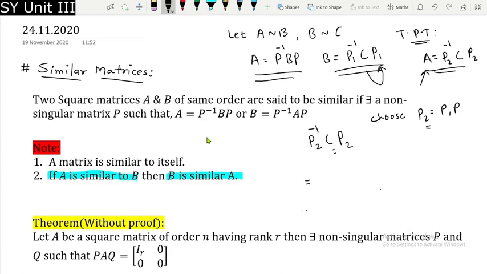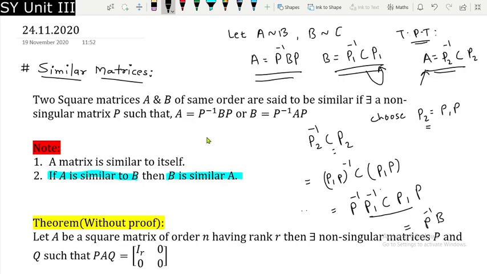Now let us try to do the calculation. So if I put in my P2, it will be (P1P) inverse C, and my P2 is P1P. Now you know (AB) inverse is B inverse A inverse, so that property can be applied. So I'll get P inverse P1 inverse C P1P, but this P1 inverse C P1 is B actually, so this will be equal to P inverse BP, and P inverse BP is nothing but A, and that is exactly the left hand side. So similarity of matrices is transitive as well. That is our third note.